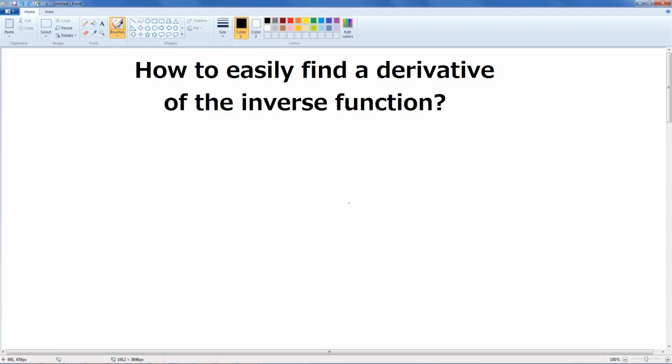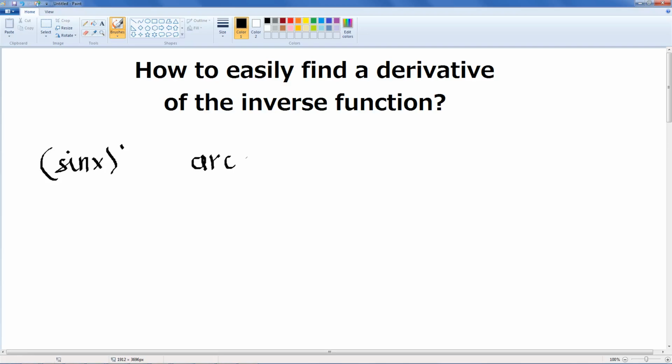Hi guys! Today we're going to consider a really cool trick: how to easily find the derivative of the inverse function, provided that you already know the derivative of the original function. So what I'm talking about is, for example, if you know the derivative of sine x, and we know that the derivative of sine x is cosine x, then you can easily find the derivative of the arcsin x.